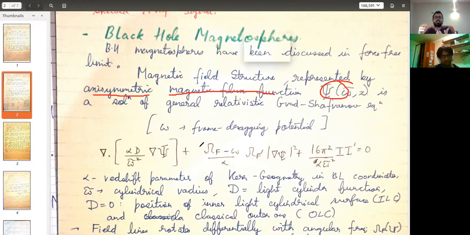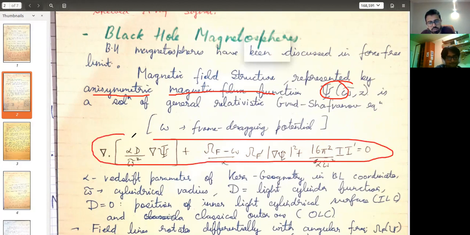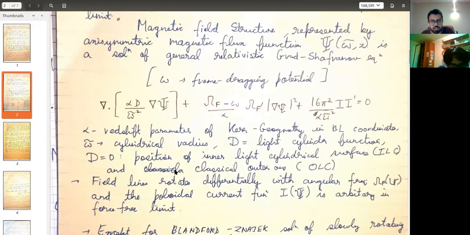You can understand that if there is a magnetic field around a black hole, you would want to know how that magnetic field is evolving, right? So when you do general relativistic calculation, this is the main equation which comes into the picture. And here we can see that in this equation there are the usual parameters one might expect: the redshift parameter alpha of the curved geometry in BL coordinates. BL coordinates, I will tell you what they are. This omega in this equation is the cylindrical radius. D is some function or something.